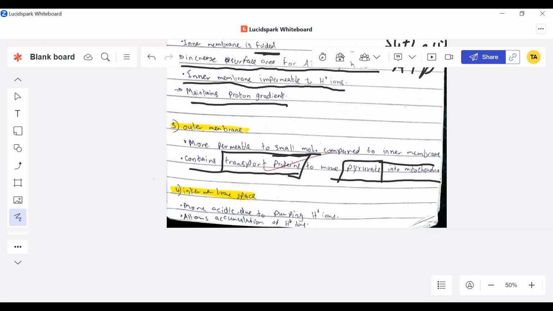And finally, mitochondria has the intermembrane space, which is more acidic, because this is the place where H plus ions are pumped into. So H plus ions are stored here, and it allows accumulation of H plus ions. So the intermembrane space allows H plus ions to be stored, and the reason it's acidic is because of this.